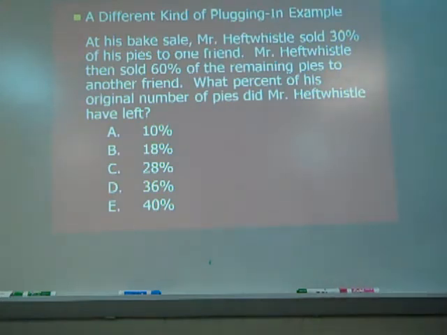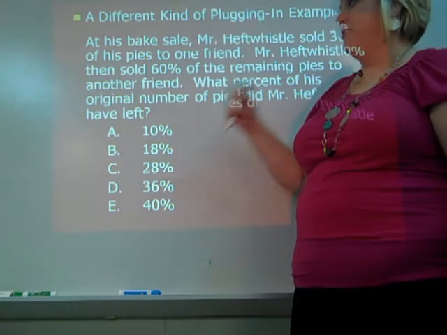At his bake sale, Mr. Huffwhistle sold 30% of his pies to one friend. Mr. Huffwhistle then sold 60% of the remaining pies to another friend. What percent of his original number of pies did Mr. Huffwhistle have left? Okay, the gotcha answer here is to say 10%.